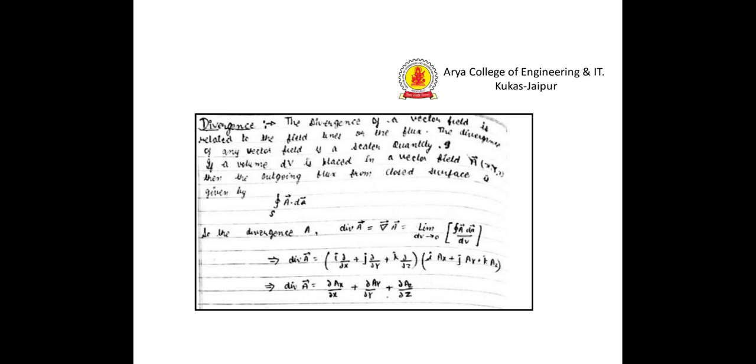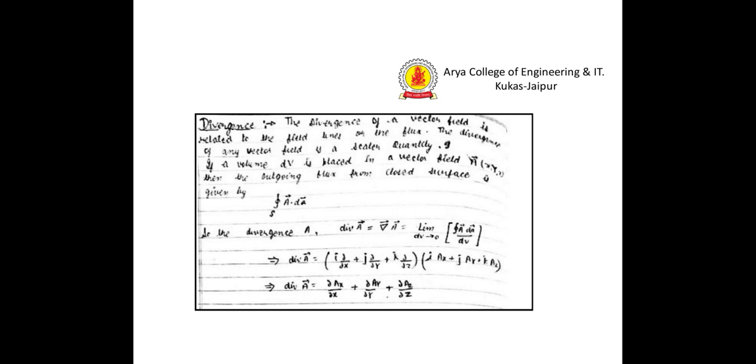We can write del as i cap del over del x plus j cap del over del y plus k cap del over del z dot i cap ax plus j cap ay plus k cap az. Here we are using the dot product property of two vectors, as we know that i cap dot i cap is equal to j cap dot j cap is equal to k cap dot k cap is equal to 1 and i dot j is equal to j dot k is equal to k dot i is equal to 0.